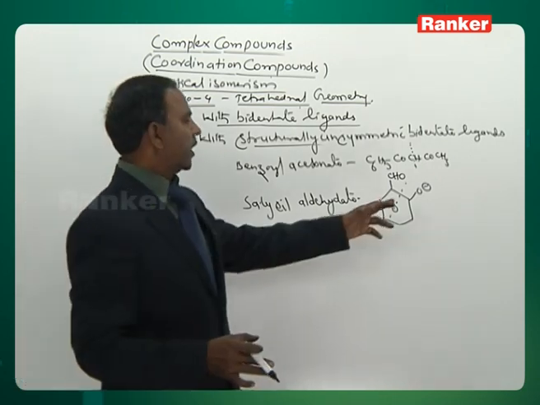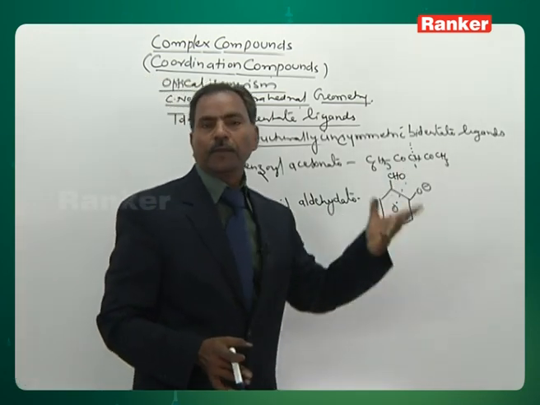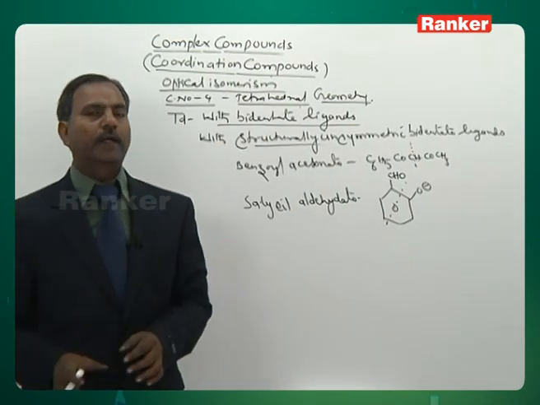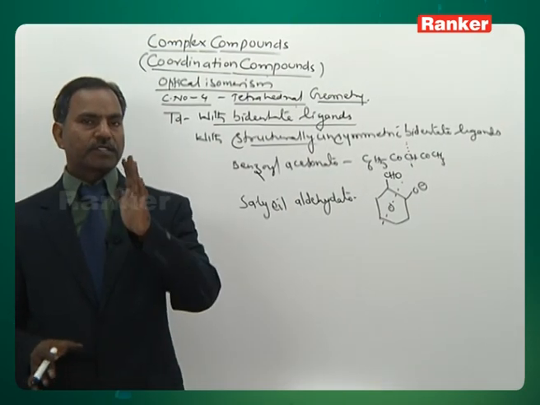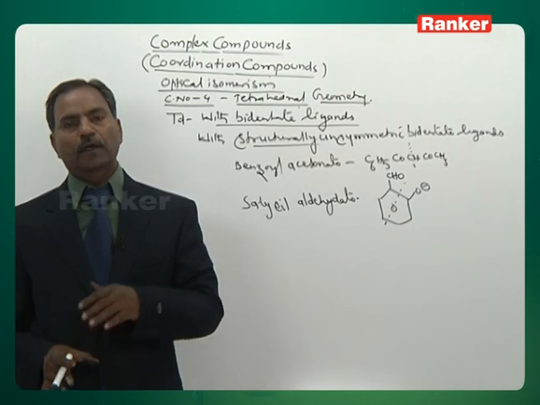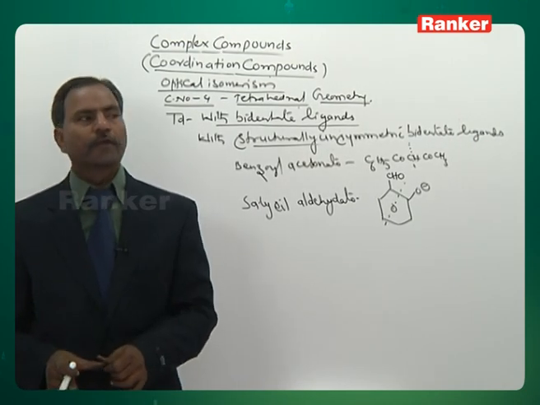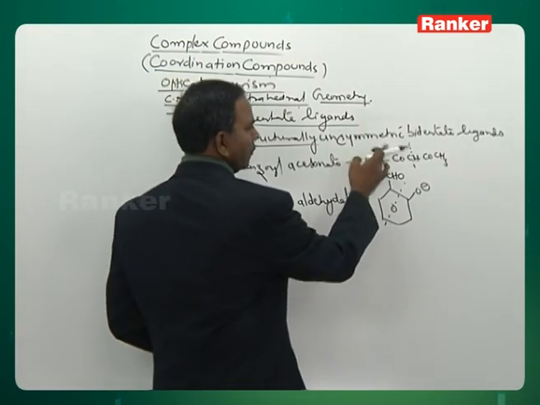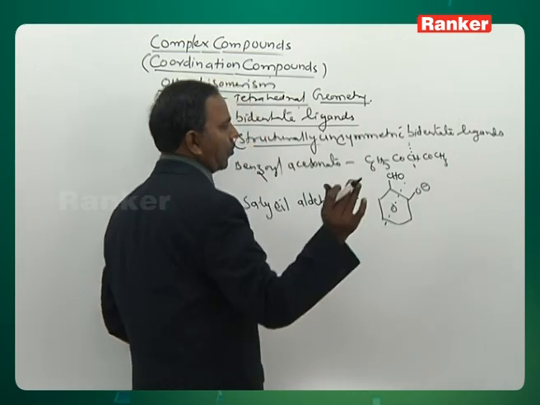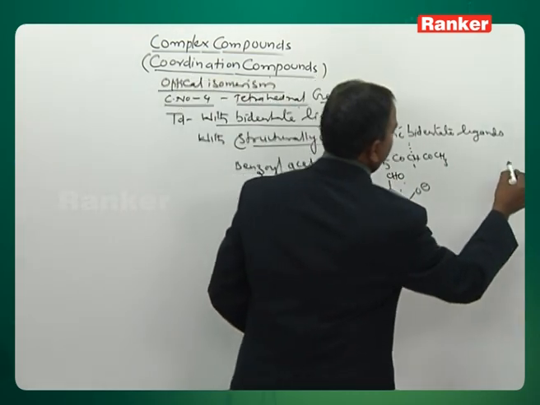Therefore, by donor atoms they may be symmetric. Both are having identical donor atoms. But structurally, they are not symmetric. So, these two are structurally unsymmetric. What is a structurally symmetric ligand? I will show one. Look here.